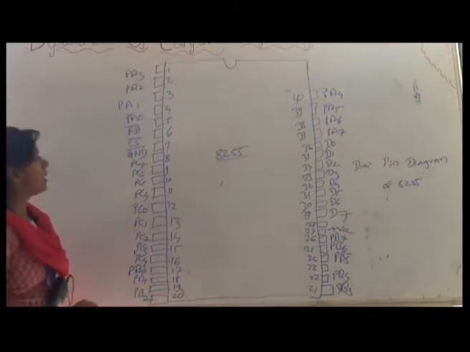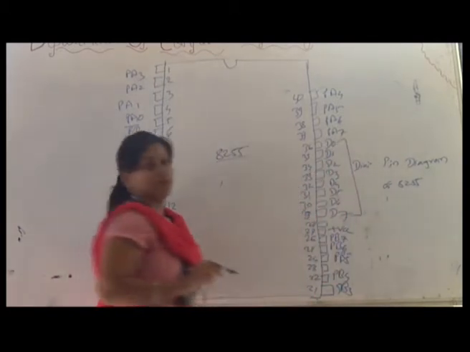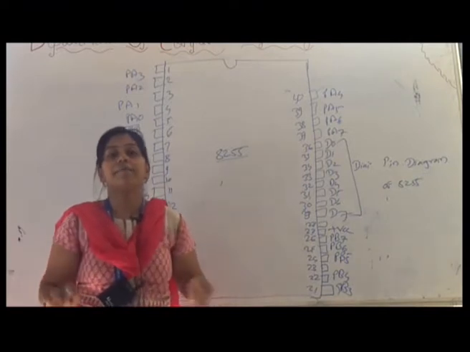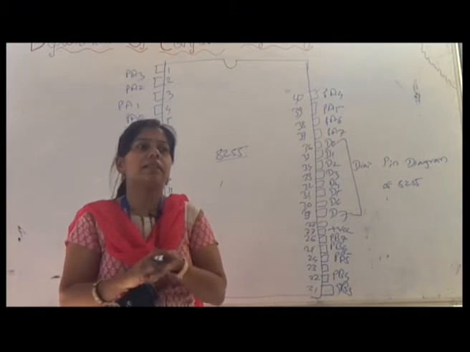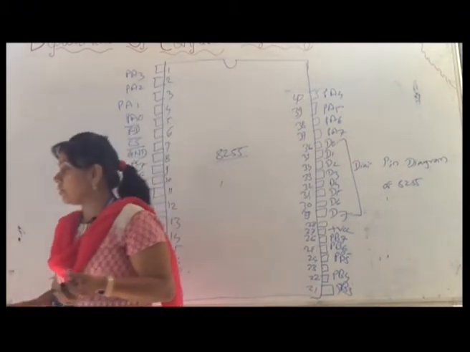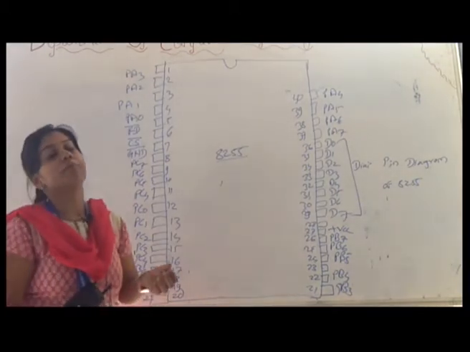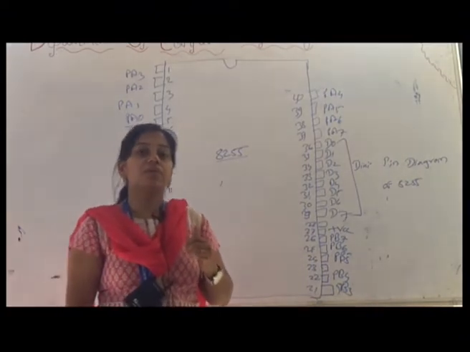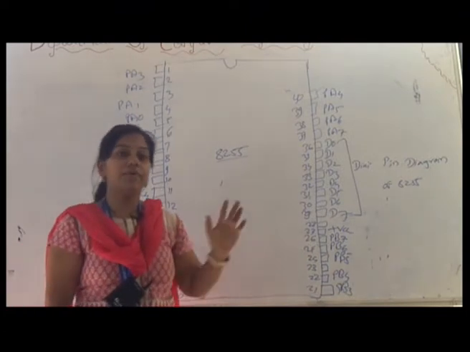Okay, now we will start with the data lines D0 to D7. These lines are 8-bit bidirectional tri-state data lines. These lines are used to transfer data. Basically, lines D0 to D7 are used to transfer data from 8085 to 8255, as well as to receive data from 8255 to 8085.